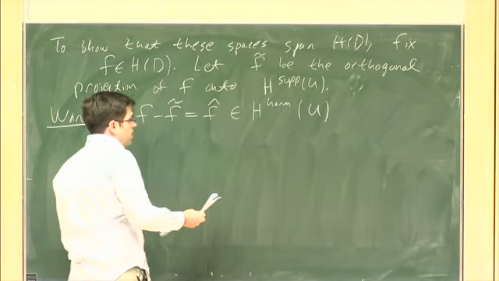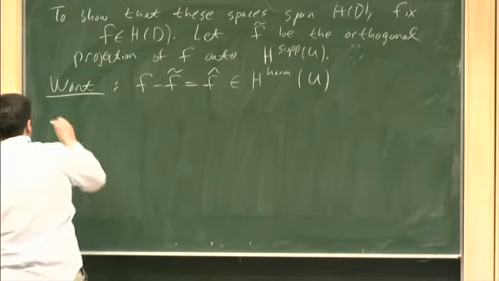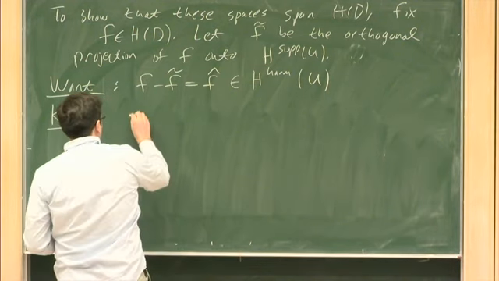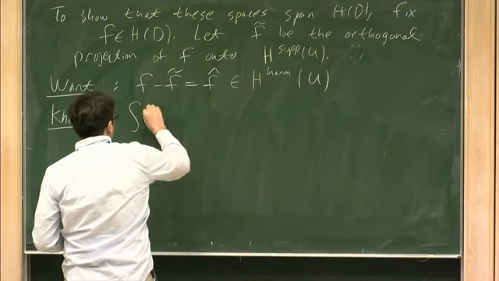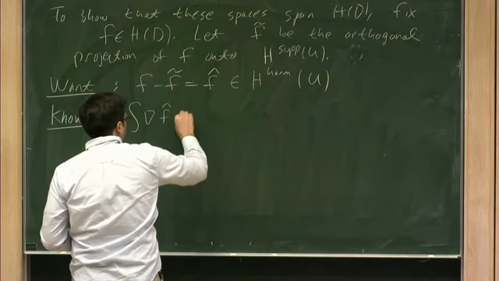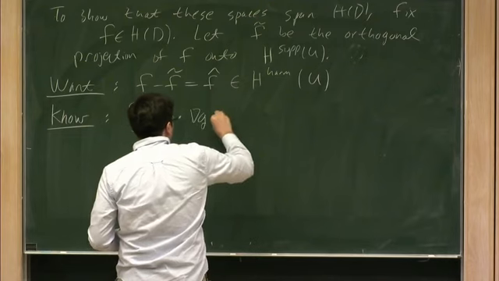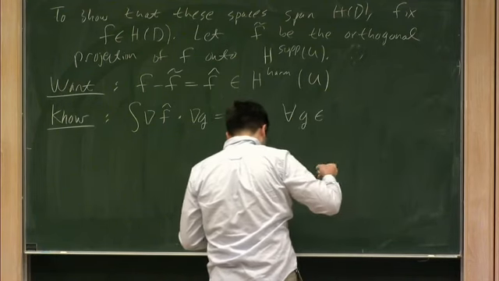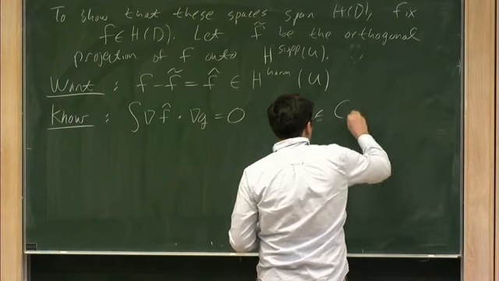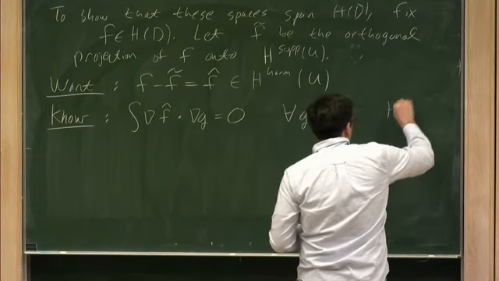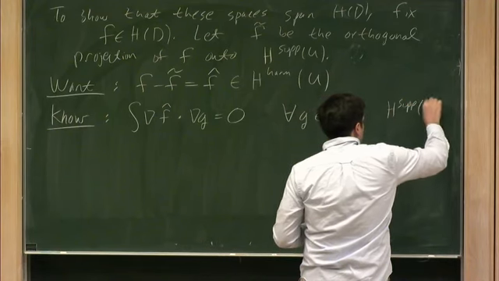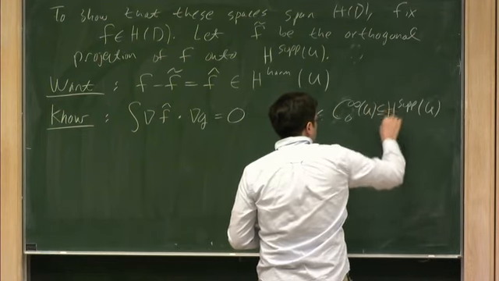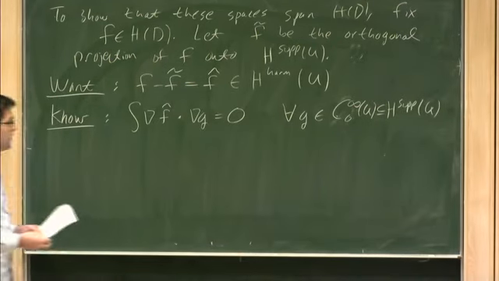And what do we know at this point? Well, we know that by orthogonality, the integral of the gradient of f hat times the gradient of g is going to be equal to 0 whenever g is in H sup of U. But let's use a very special subset of this. Let's use the compactly supported C infinity functions inside of H sup of U. Okay, so that has to be true.